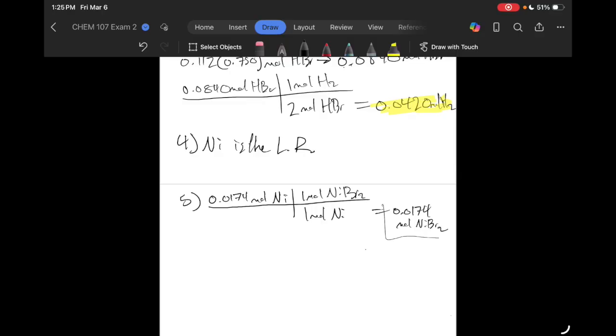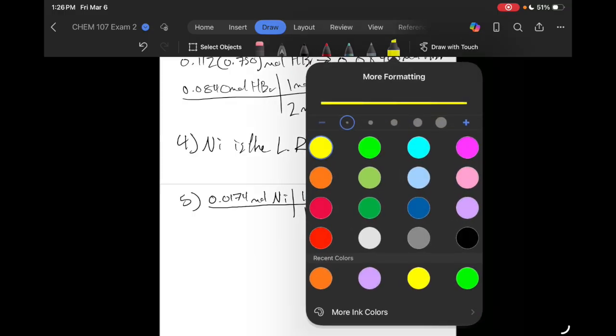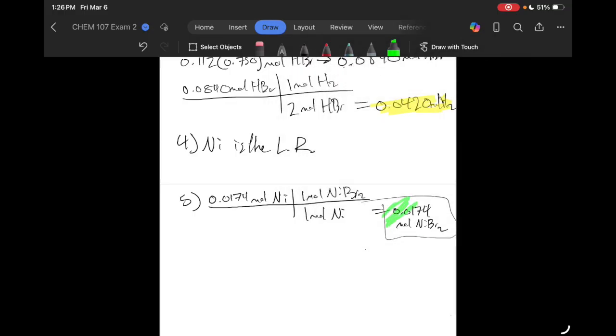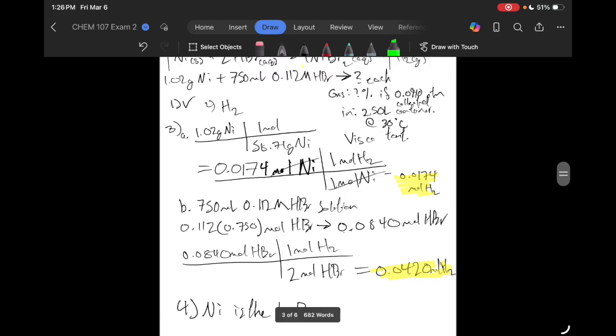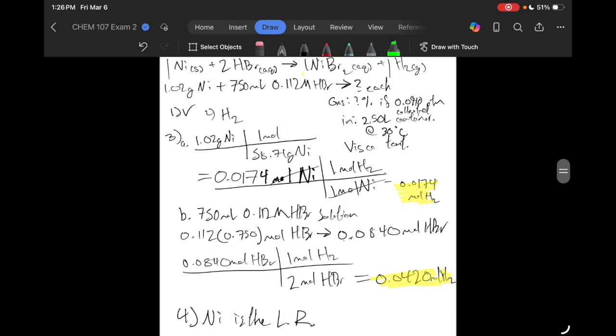Okay, let's just box this in and highlight it green. We're going to need this number for later. Same thing up here. Since Ni is our limiting reactant, we're going to box in the value of H2 that gets produced by our limiting reactant. So I'm just going to highlight that green. We need that for later.